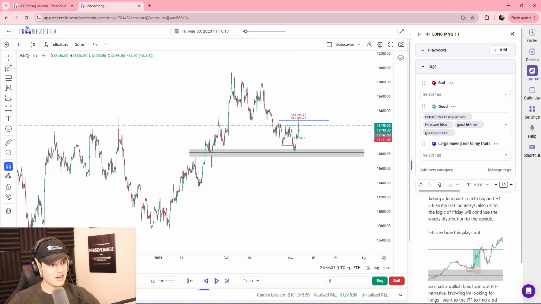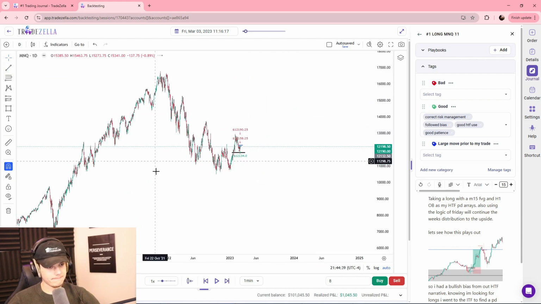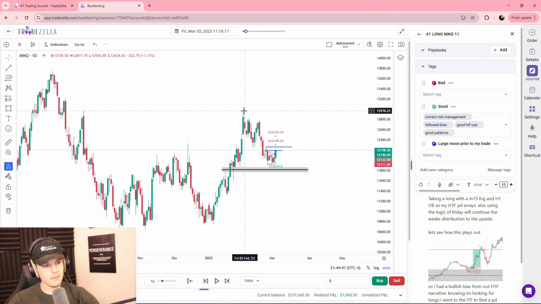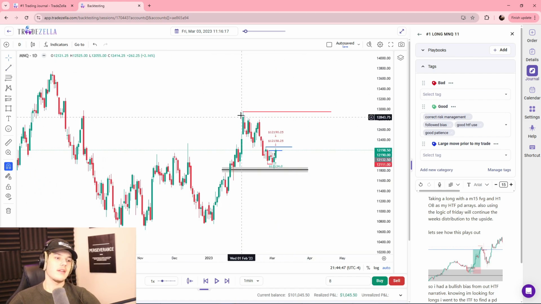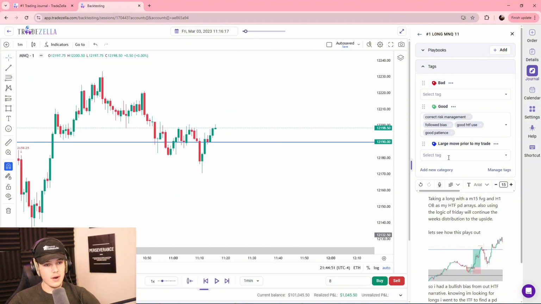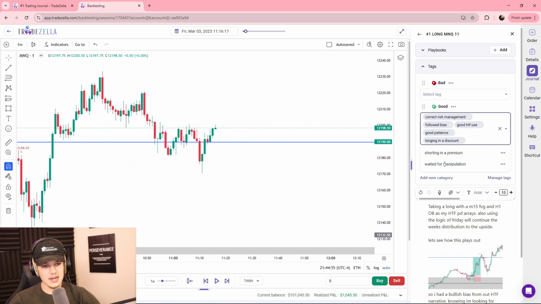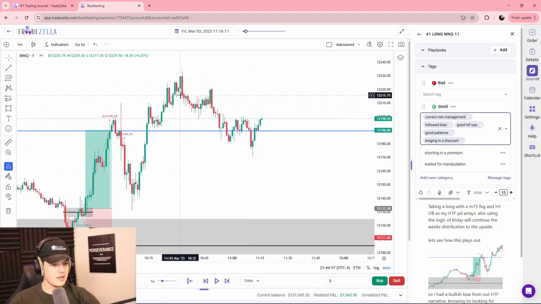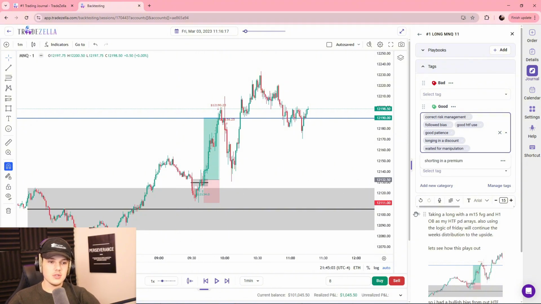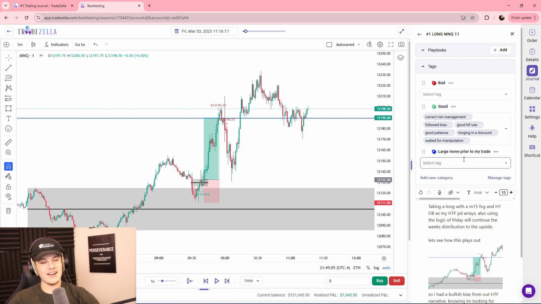For our higher time frame target, because remember, in the daily, this might be our short-term target, but our higher time frame target's up here. So am I longing in a discount? Yes. You always need a higher time frame target. So I'm going to put this longing in a discount. Yes. And waited for manipulation. You can technically say that this was manipulation. Yeah, 9:30 manipulated lower, waited for manipulation. So I got the majority of my good tags in there.